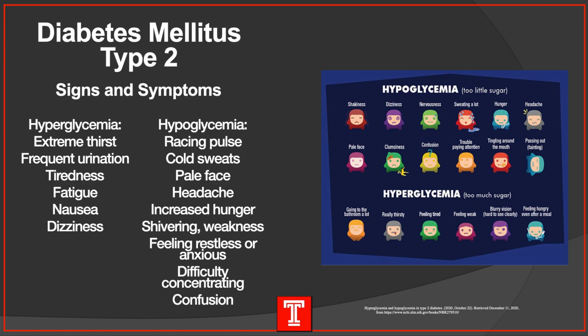Signs and symptoms for hypoglycemia include racing pulse, cold sweats, pale face, headache, increased hunger, shivering, weakness, feeling restless or anxious, difficulty concentrating, confusion, and in severe hypoglycemia, coma and death.